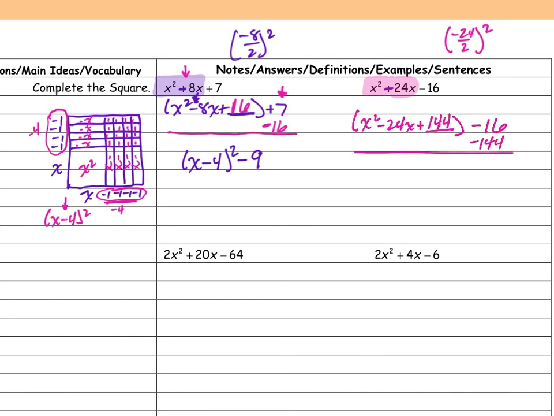So to rewrite this portion, it would be x minus 12 squared, because remember I take 24, and how many are on each side of my square? Well, 12, and they're not positive 12, they're negative 12. And then this is going to be minus 160.